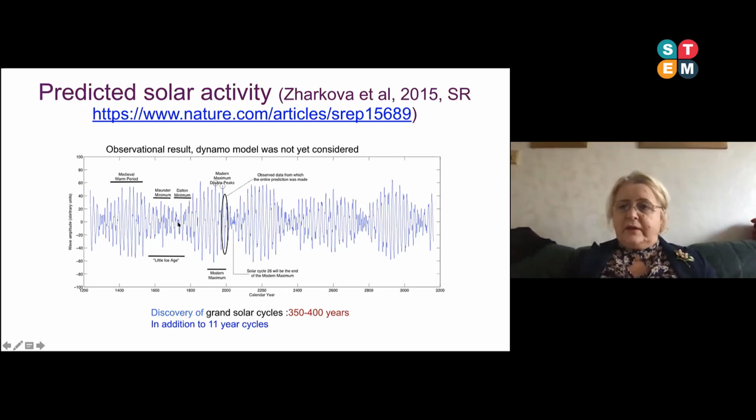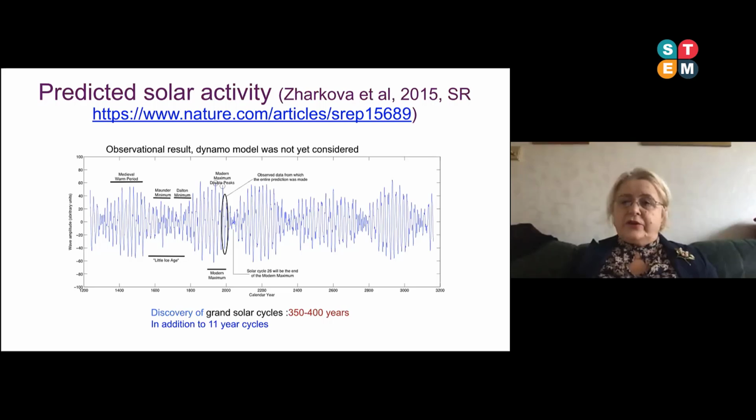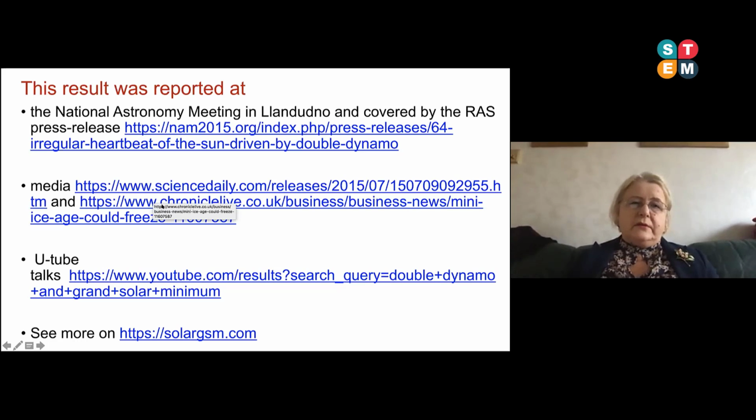And the previous one was not so far away. It was the grand solar minimum called the Maunder minimum, about which we had quite enough information from the restoration and from historical records and others. Therefore, this was a very important discovery. We reported this paper and this result first at the National Astronomy Meeting in Llandudno in 2015. It was covered by media in many newspapers. I give just a few examples. And also we gave a few presentations. You can follow these links to find them.